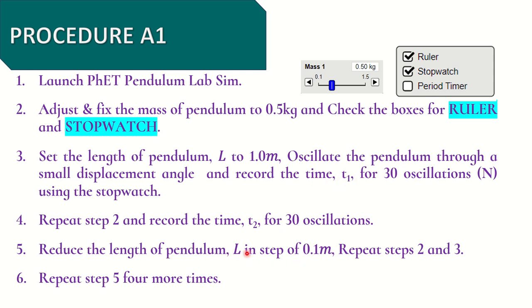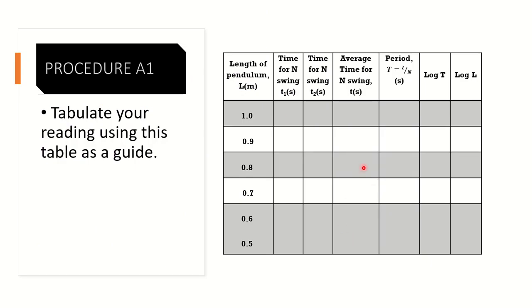Then we are reducing in step of what? Reducing in step of 0.1 meter. So meaning I will do for 0.9 and I will record T1 and T2. Then I will also do for 0.8. I will do for T1 and T2, and I will keep reducing until I have a table that looks like this. So I have 1.0, then up to 0.5, then I will populate these two columns from my experiment.